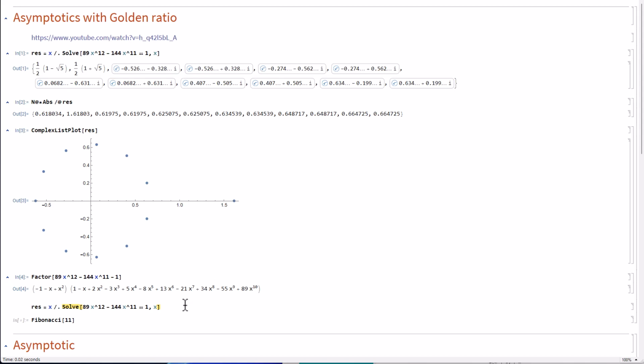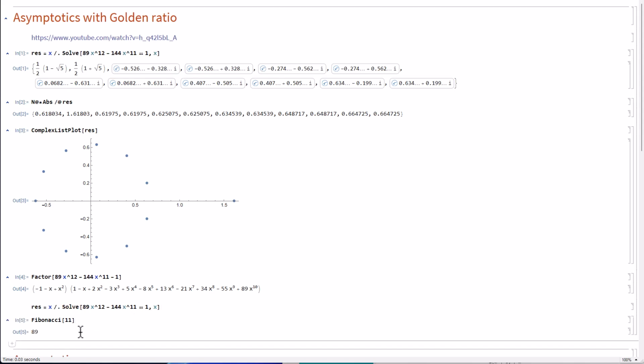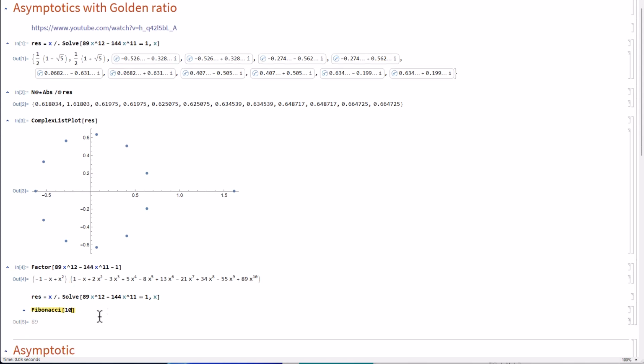Okay, so this is what we have, and if we want to check Fibonacci number 11, it's exactly 89. So this is the coefficient. And let's see 10. It's 55. So this is the 55. Okay.